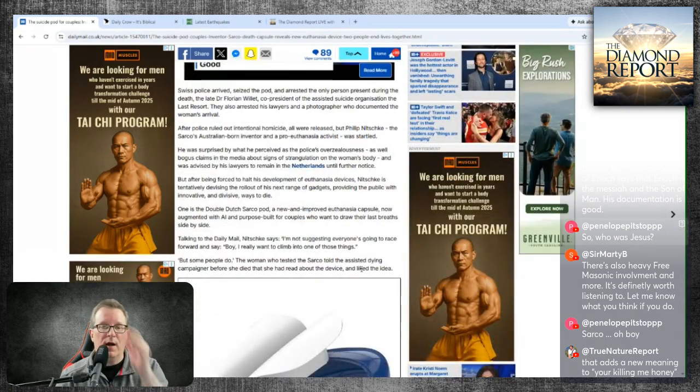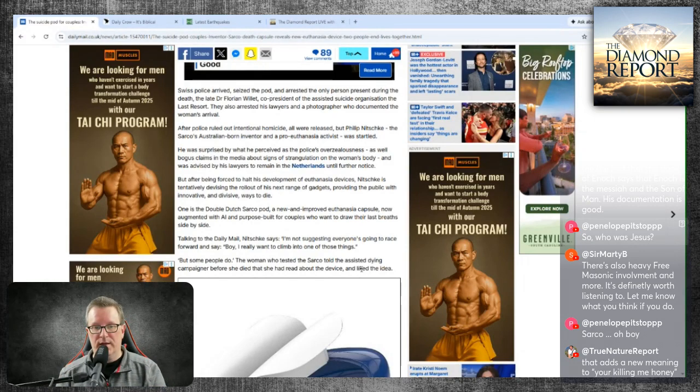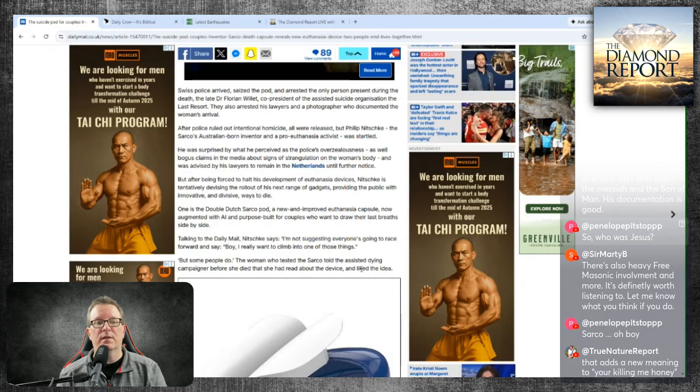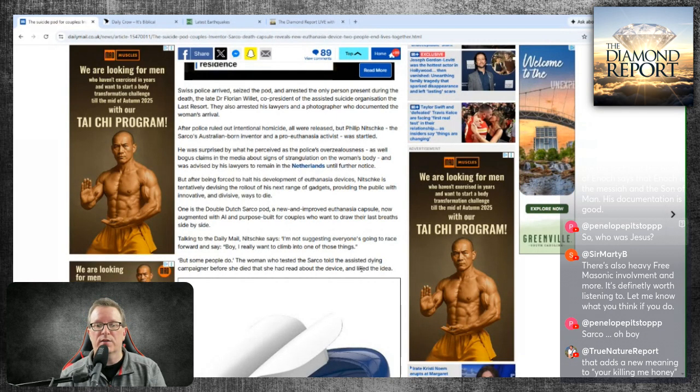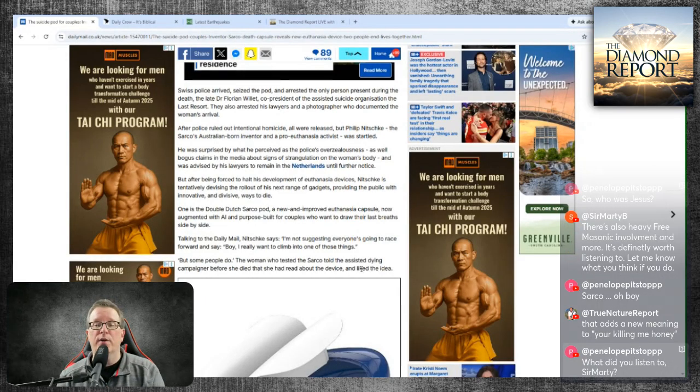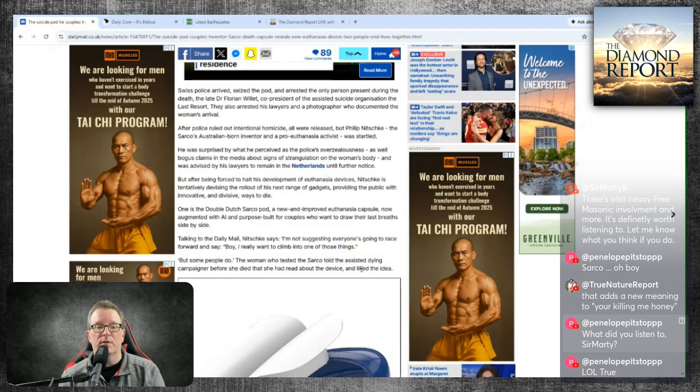Swiss police arrived, seized the pod, and arrested the only person present during the death, the late Dr. Florian Willet, co-president of the assisted suicide organization called The Last Resort. They also arrested his lawyers and a photographer who documented the woman's arrival. Wow.